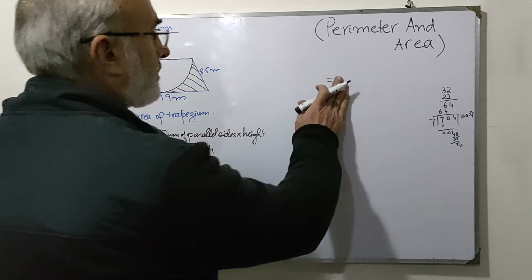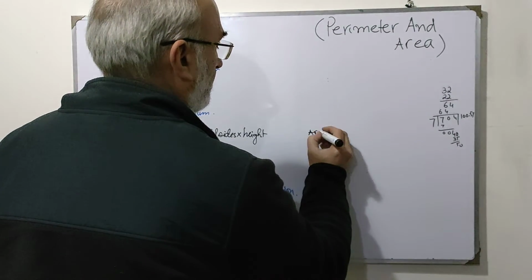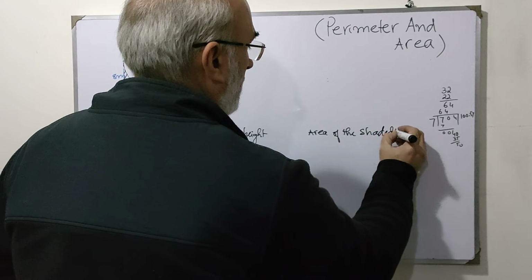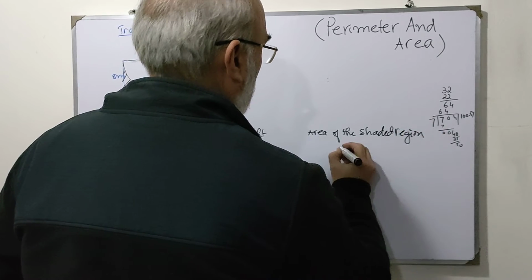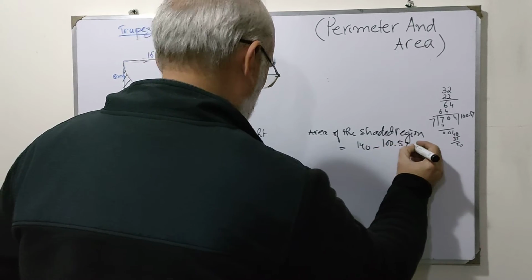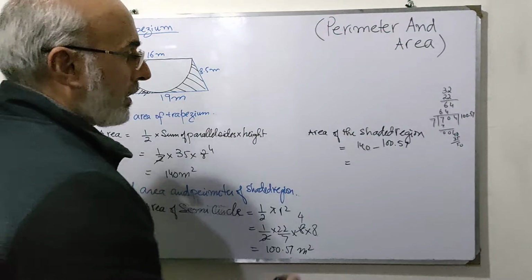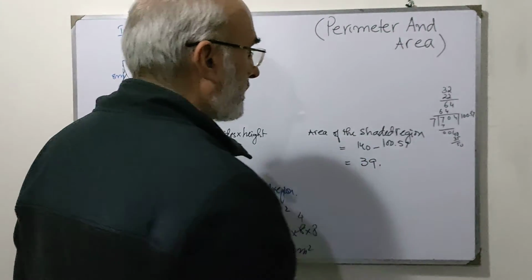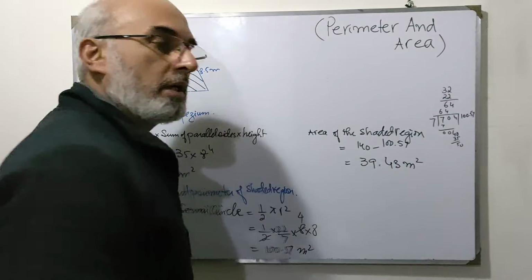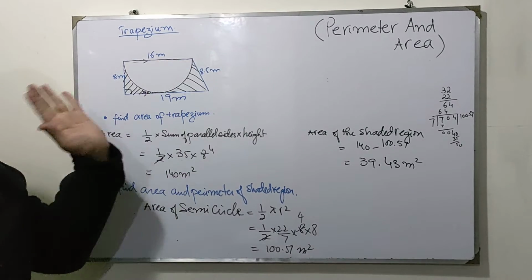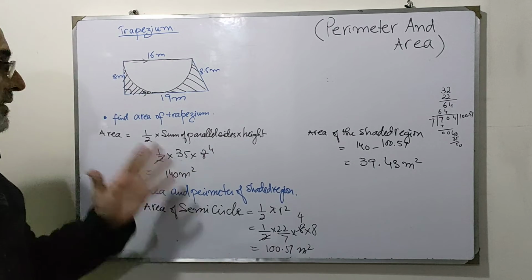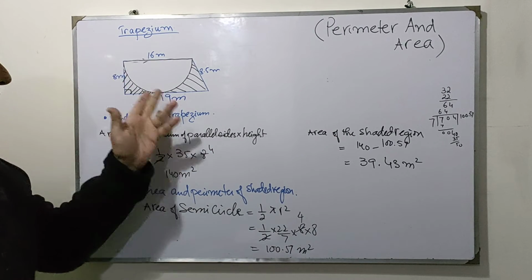Okay, we have the area of this trapezium, we have the area of the semicircle. Now let's calculate the area of the shaded region, which is equal to 140 minus 100.57, which is 39.43 meter square, right? So in this figure, what we have done is we have calculated the area of the trapezium, we have calculated the area of the semicircle, and then subtracted both, and we have the area of the shaded region.